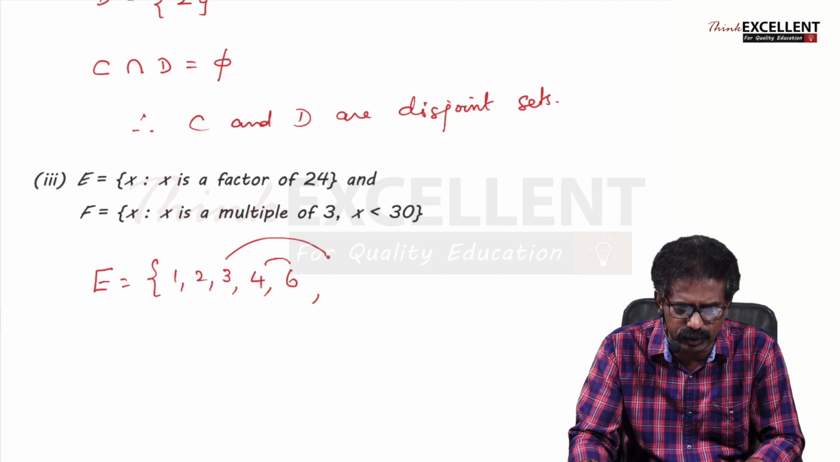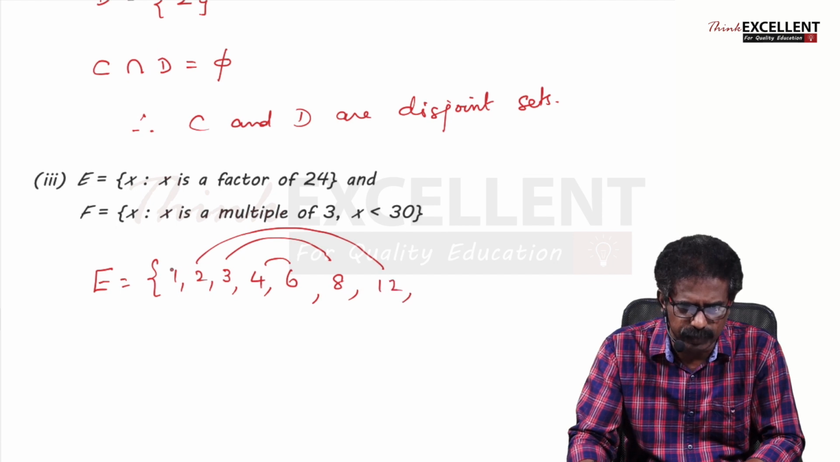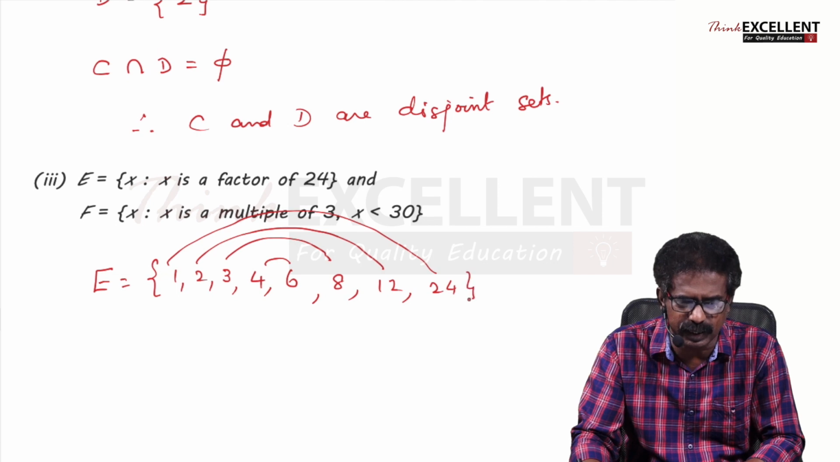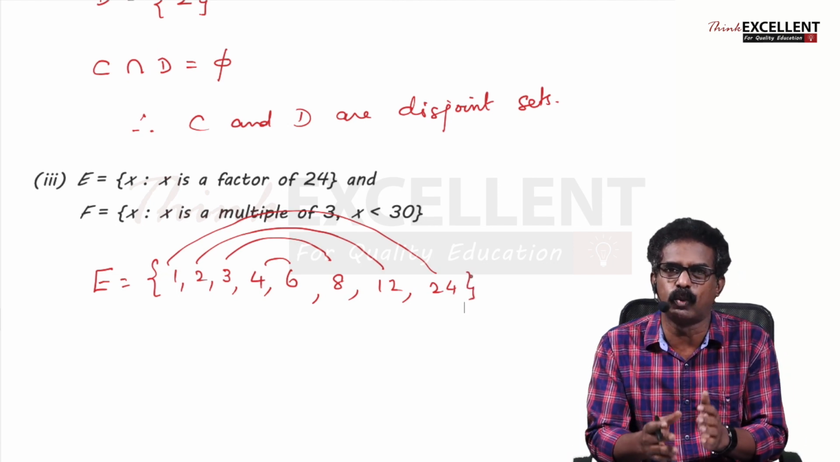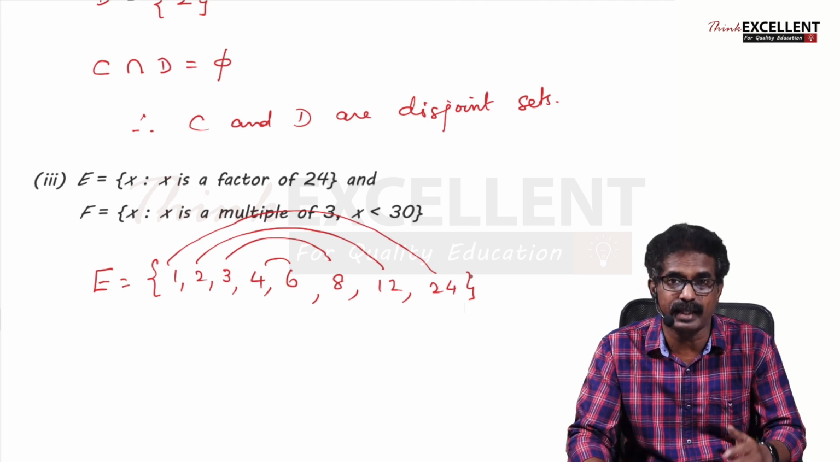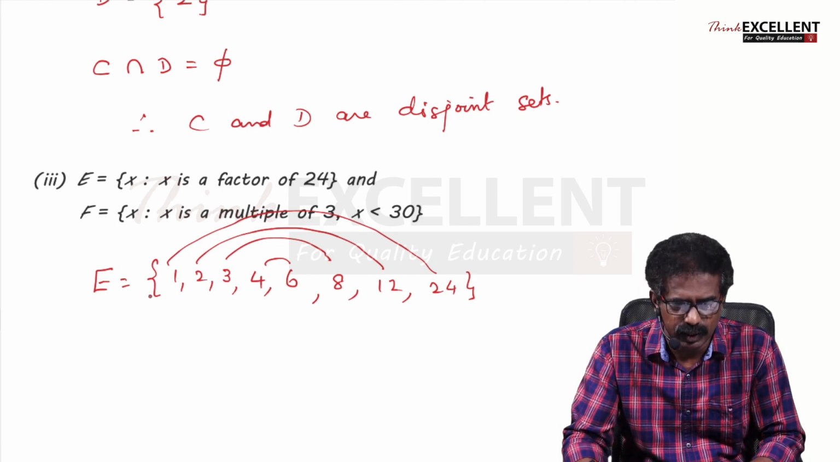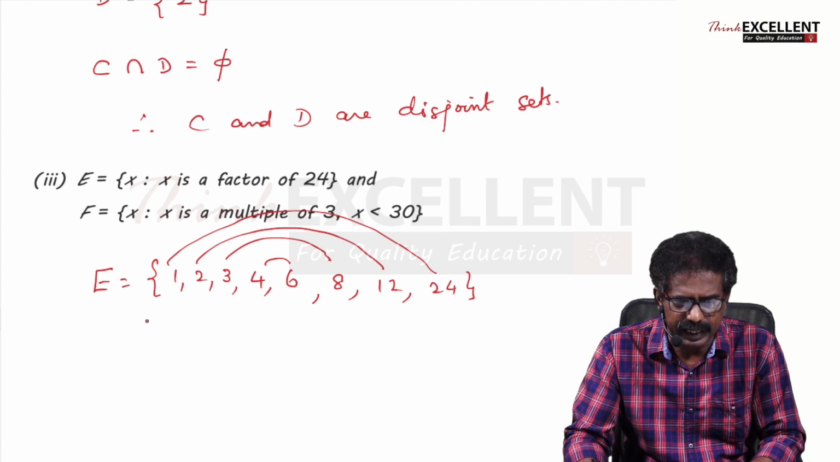Then 3 into 8. Then 2 into which number is 24? 2 into 12 is 24. Then 1 into 24. So this is an easy method. Once you have done halfway, then the remaining you can find like this, so no need to check one by one. When you practice some questions, you'll find it very easy. So this is E.